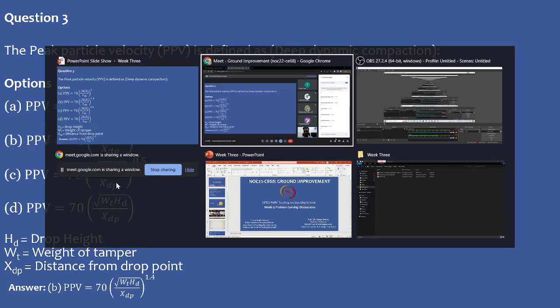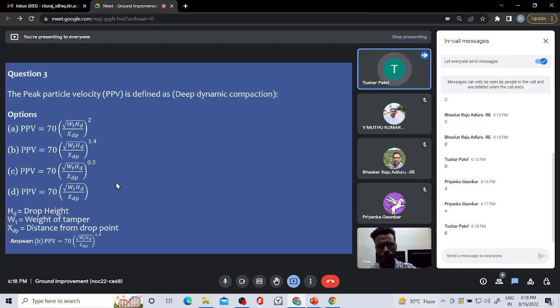Sir, is it necessary that the weight of the tamper in this equation is always taken in tons? Can you repeat your question, Tushar? In this formula, is it compulsory to take weight in tons? Yeah, this is an empirical formula, so the weight should be taken in tons only. According to that, these parameters have been decided. Okay, okay.